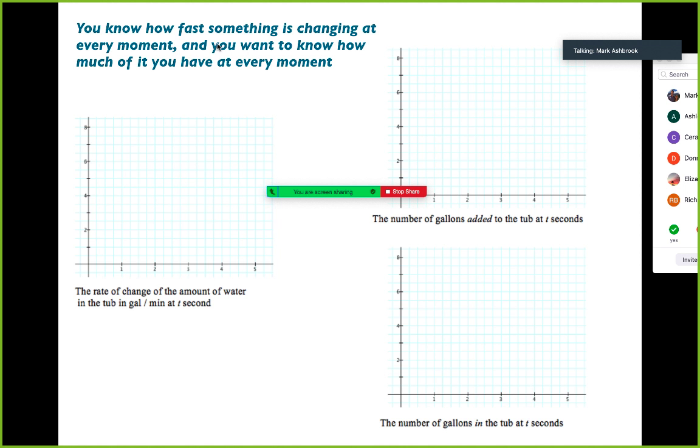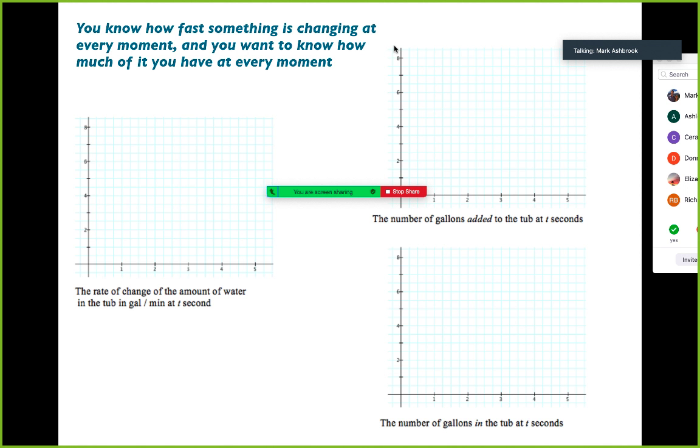And this is really one half of calculus, right? So this is one of two problems or questions that we ask in calculus. If you know how fast something's changing every moment, can we determine, figure out, or model how much of it we have at every moment?